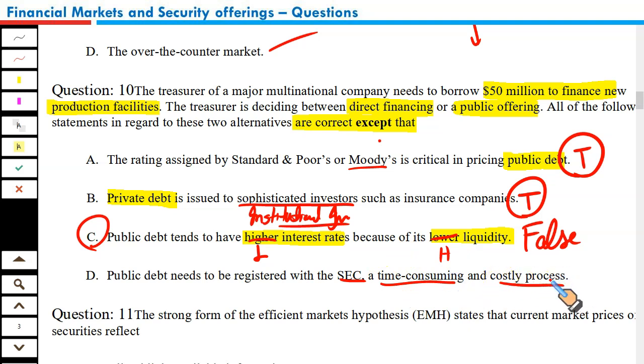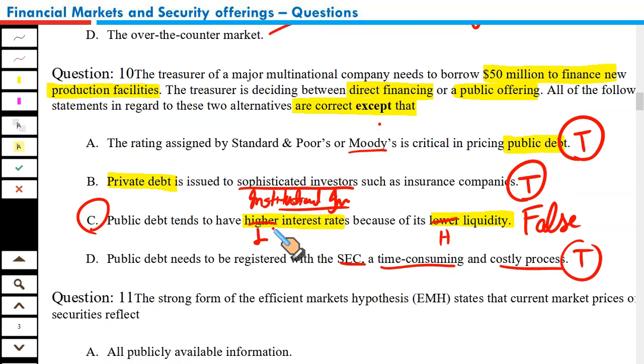Absolutely right. And I'm sure you would have read in your theory that unless you need a lot of money by issuing bonds, only then you should go for bond issue. Remember, if you need 5 million, 10 million, go for the bank loan, short-term running finance for short-term. But if you need funds for a longer period and a large amount of fund is needed, then go for the public debt, because it's a time-consuming and costly process. So this is a true statement as well. So the incorrect one was option C, and that's our right answer.